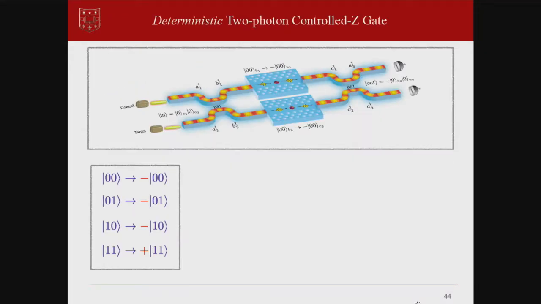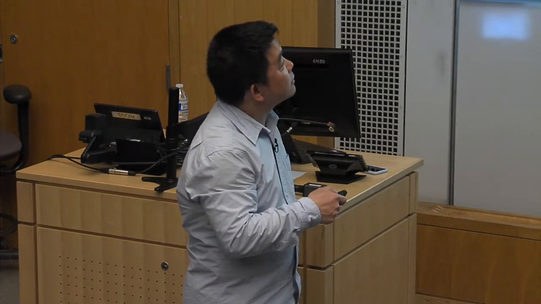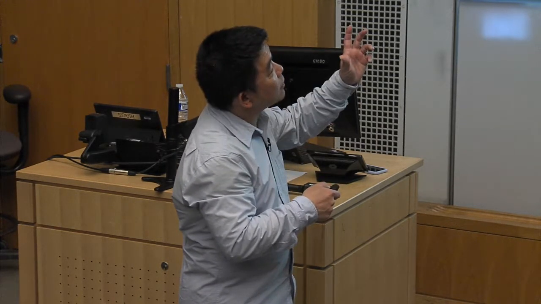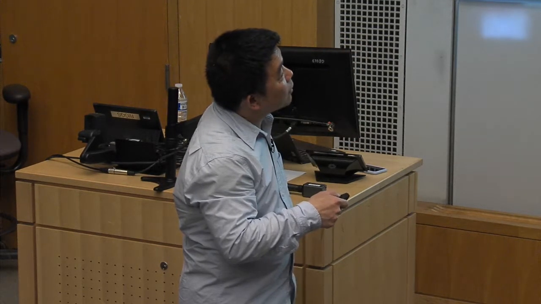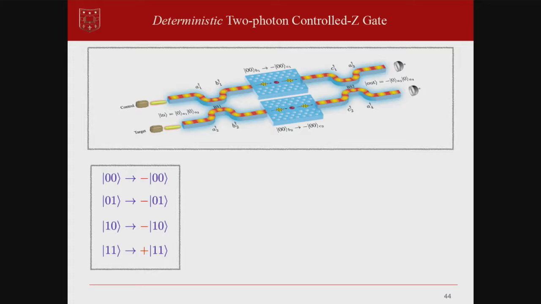So with this understanding, here is a complete setup for the two photon controlled phase gate. These two are the input ports. One is the control bit, one is the target bit. And here is the coupled waveguide, which serves as a beam splitter, or in other terms, an edge gate. And so it scrambles the two incoming states. And each one goes through and interacts with a chiral atom. And then the output goes through an edge gate again. Then you can check directly.